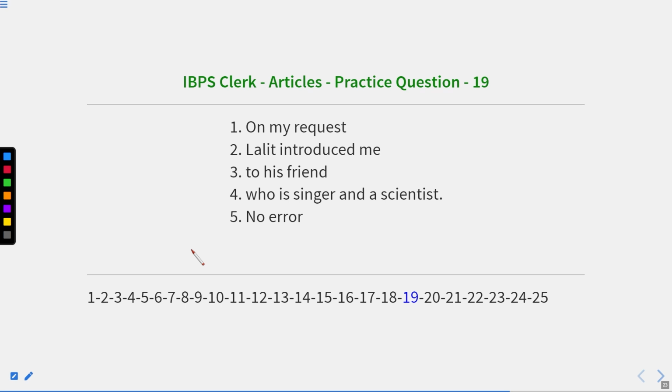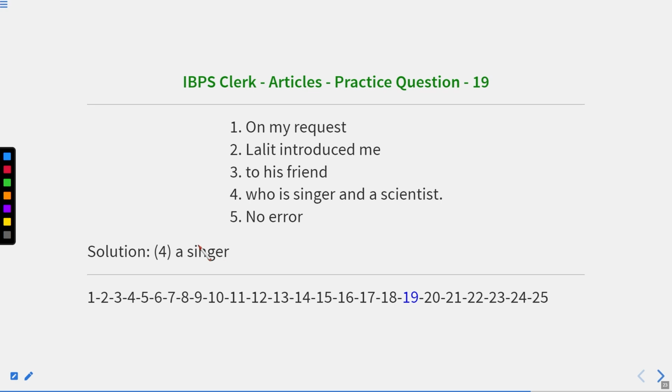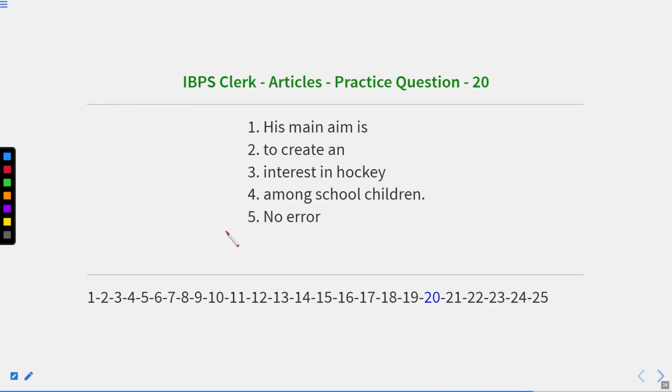On my request, Lalit introduced me to his friend who is singer and a scientist. Now, if the singer is one only, we should write "a" before this and not this. If there are two friends, we can write a singer and a scientist. So the correct phrase will be who is a singer and scientist. So the error is in part 4, and our answer is 4, that is a singer.